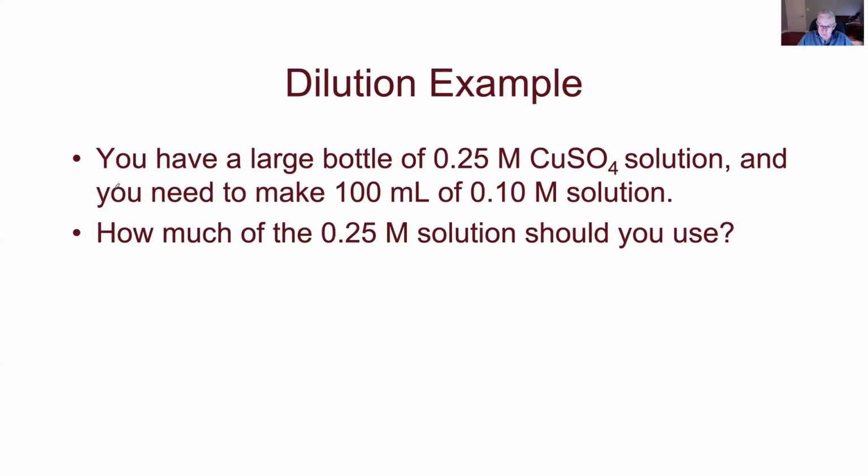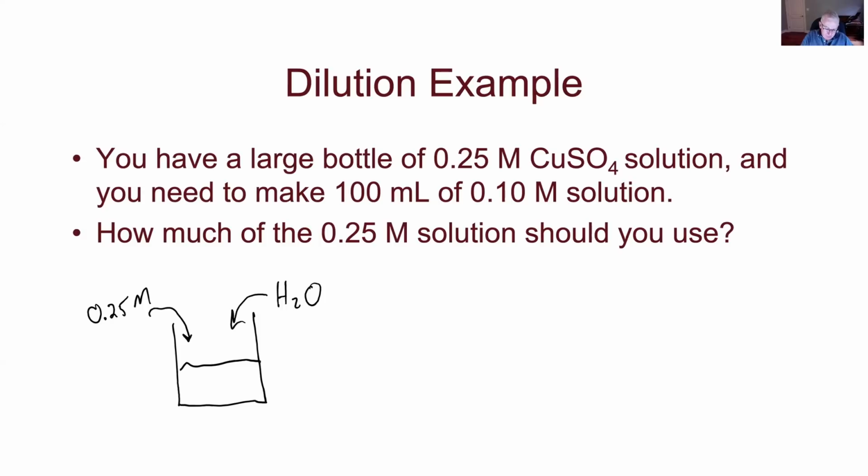If you're not sure how to do this, let's just think about what we're doing. So I've got a container here that's going to eventually have my solution in it, right? And first, I'm going to put in here some of my 0.25 molar solution. Then I'm going to add water. And when I'm done, this is my volume. What I want to have in here is I want 100 milliliters total, and I want it to be 0.1 molar.